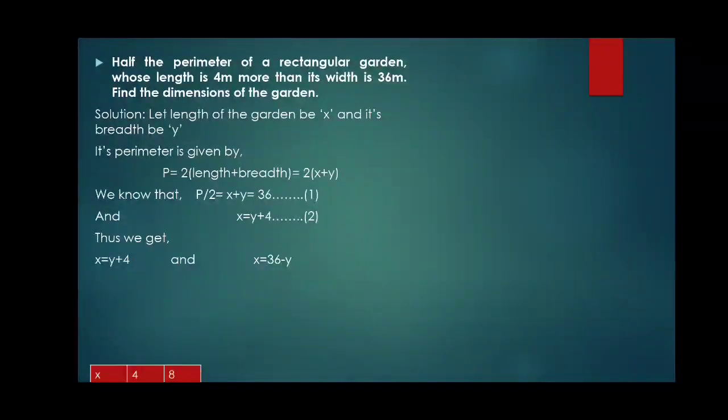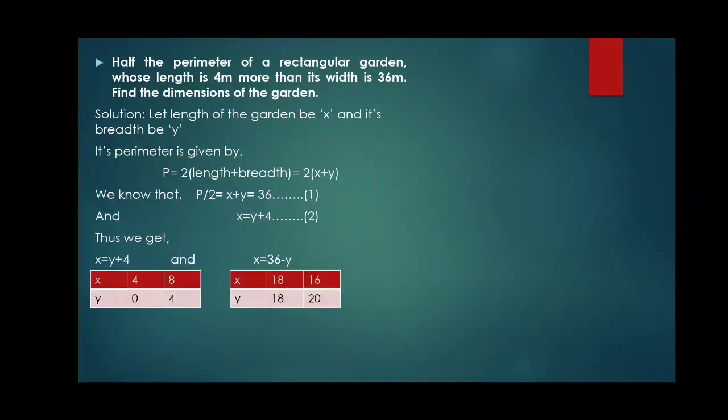So now the tables, to determine the points, we have to determine the solution graphically. So the table for the second equation: when y is equal to 0, 0 plus 4, x is equal to 4. When y is equal to 4, 4 plus 4, x is equal to 8. And for the first equation, when y is equal to 18, 36 minus 18, x is equal to 18. And when y is equal to 20, 36 minus 20, x is equal to 16.